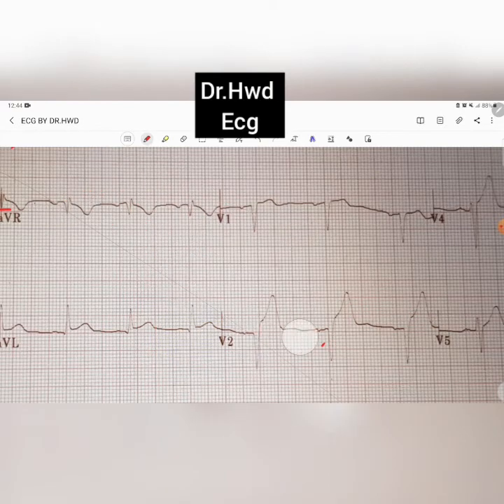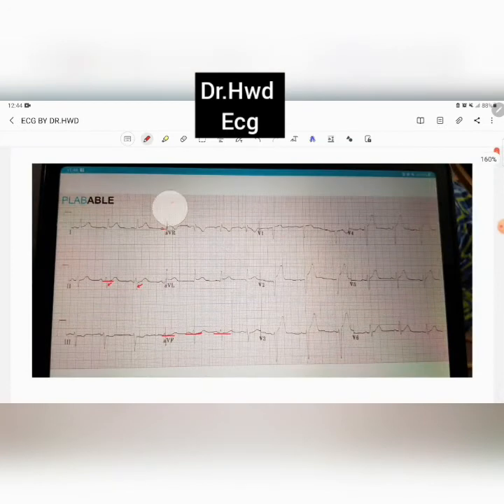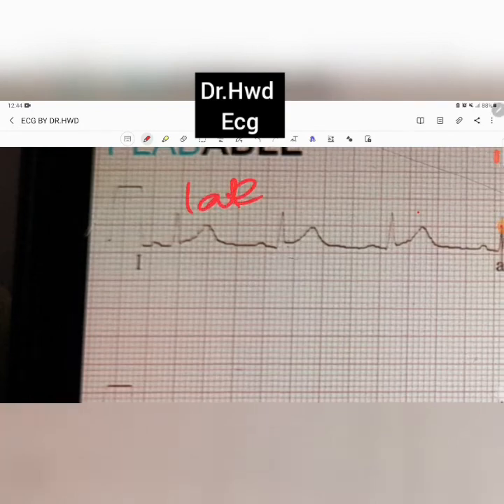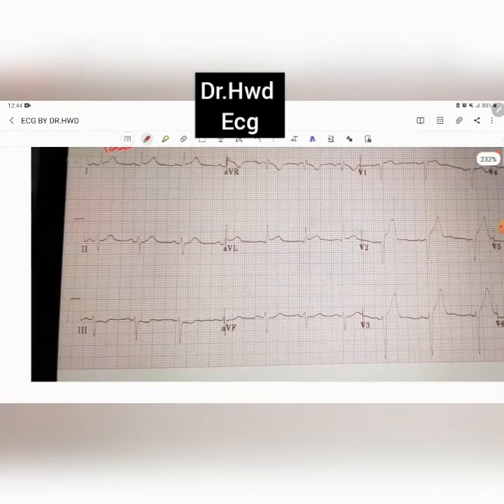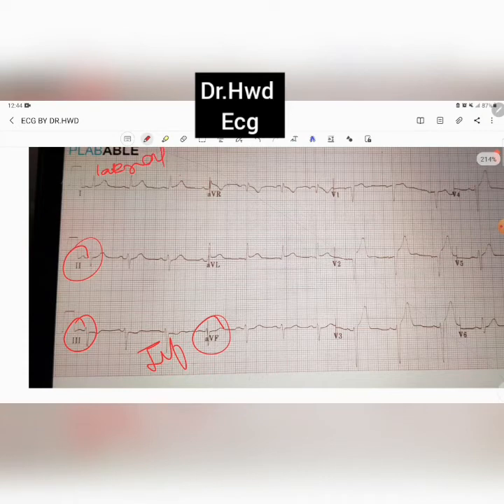Now, once we've learned this, the next thing we want to know is which lead tells us which part of the heart it is. Your lead 1 is going to show the lateral part of the heart. Your lead 2, lead 3, AVF, inferior part of the heart. Lead 1, lateral part of the heart. Leads 2, 3, AVF, not 1, 2, 3, AVF, inferior part of the heart.